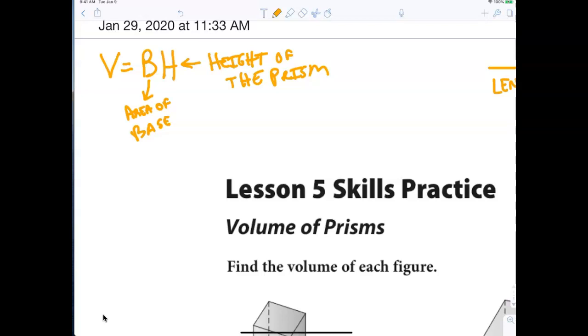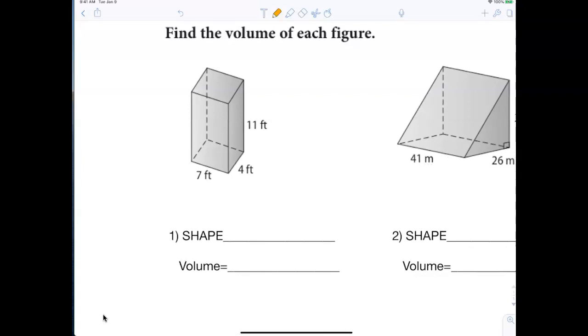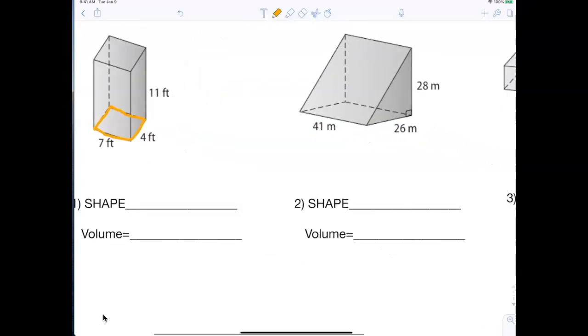Now I'm going to look at question number 1. What would we call that shape? That is called a what? That is called a rectangular prism. The reason why it's called a rectangular prism is because the base is a what? The base is a rectangle. Just like number 2, that's called a what?